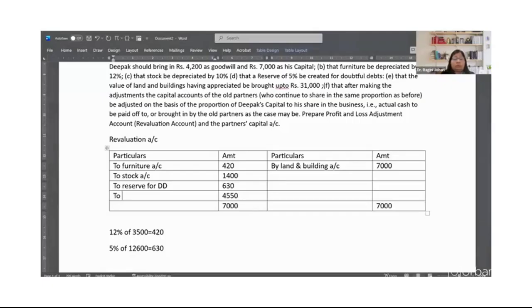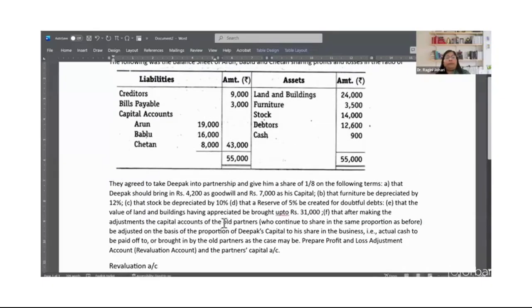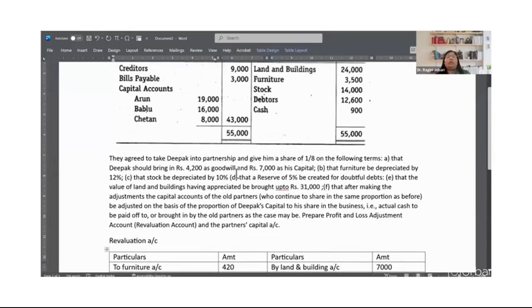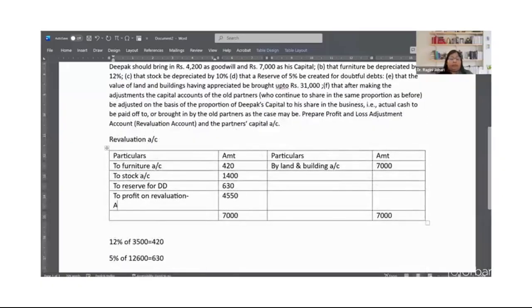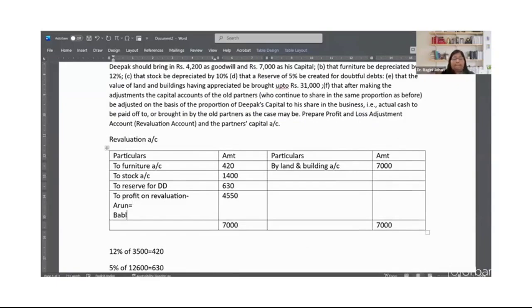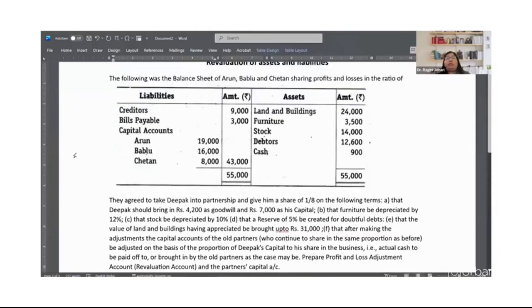Okay. So, to profit on revaluation, and this needs to be distributed among the partners. Which partners? Old partners. The new partner is still coming. He does not owe anything out of this. So this will be distributed among A, B, and C, Arun, Bablu, and Chetan. So let us write the names Arun, then Bablu, and Chetan. Okay, and their profit sharing ratio is what?